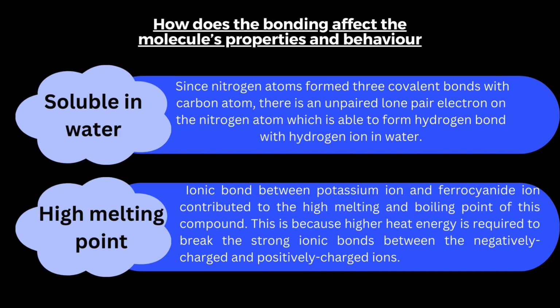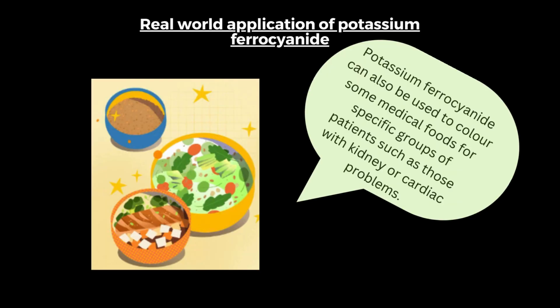So the next property is it has high melting point. So ionic bond between potassium ion and the ferrocyanide ion contributed to the high melting and boiling point of this compound. This is because higher heat energy is required to break the strong ionic bonds between the negatively charged and positively charged ions. Now we will look at the real-world application of potassium ferrocyanide.